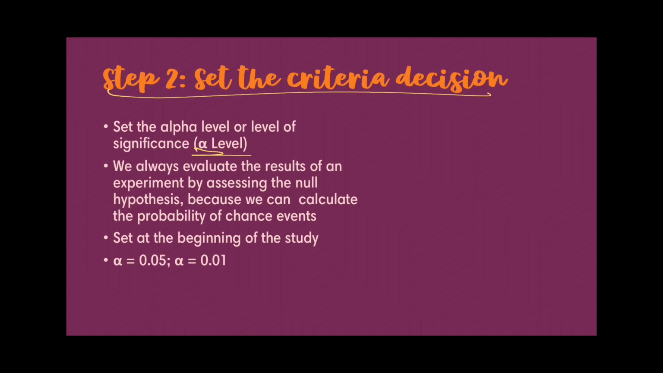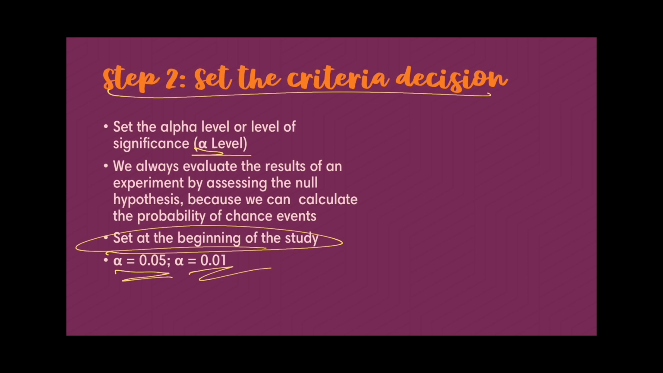So we always evaluate the results of an experiment or a non-experimental research by assessing the null hypothesis, because we can calculate the probability of chance events. Usually we set it at the beginning of the study. Usually researchers set it at 0.05, meaning that there is a 5% chance that the relationship that we're looking at is happening by chance.